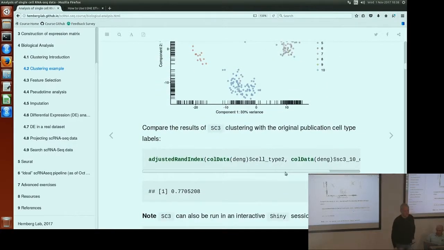And now we would like to compare our results with the original cell types. The original cell types were in the cell_type2 column of our data set, and SC3 results are in the sc3_10_clusters column of the colData slot of our data set. So if you run the adjusted Rand index function, it gives us 0.77, which is pretty good. An adjusted Rand index higher than 0.7 is usually quite a good match between two clustering solutions. So even though the solutions look different, quantitatively they are quite similar to each other, right? Any questions?